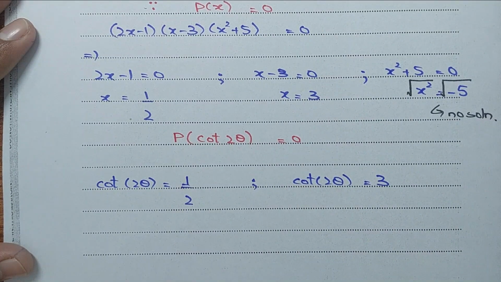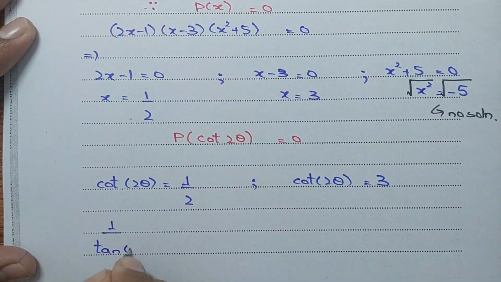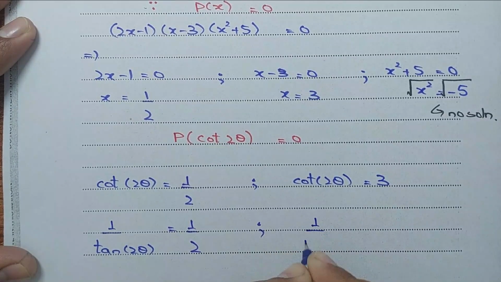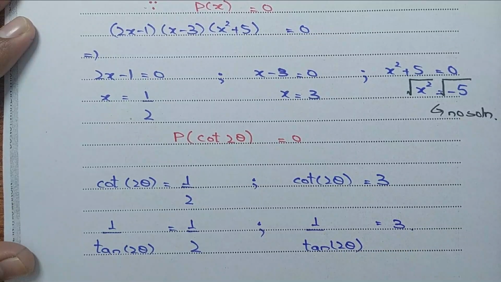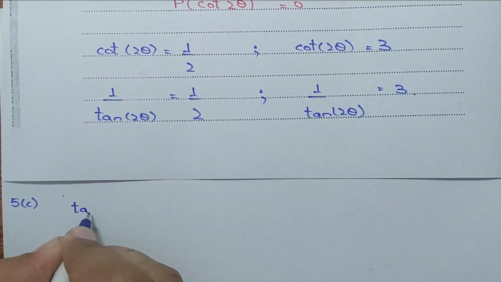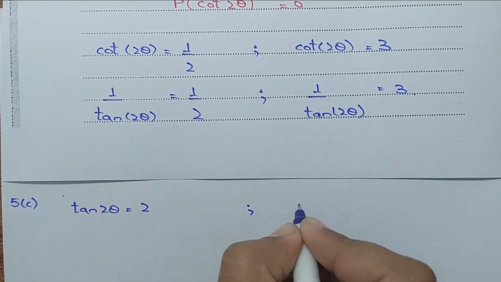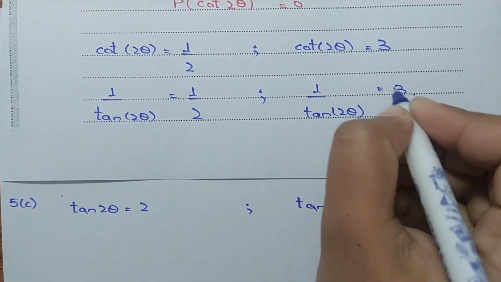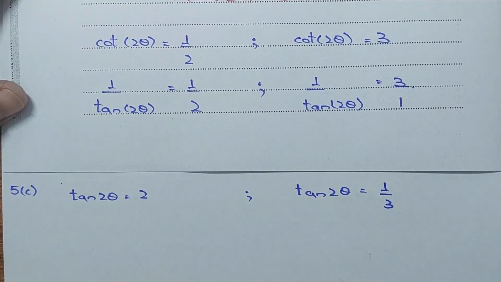Cot is basically the reciprocal of tangent. So 1 over tangent 2 theta is 1 by 2, or we can say 1 over tangent 2 theta is 3. Now to get the value of tangent, we can take the reciprocal on both sides. So tangent 2 theta is 2, the reciprocal of this side. And the other case is tangent 2 theta is 1 over 3. We can say this is 3 by 1, so the reciprocal of 3 by 1 is 1 by 3.